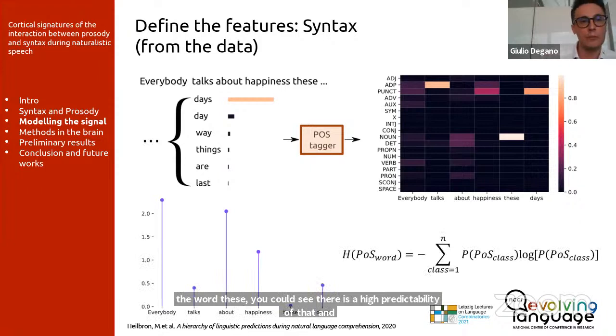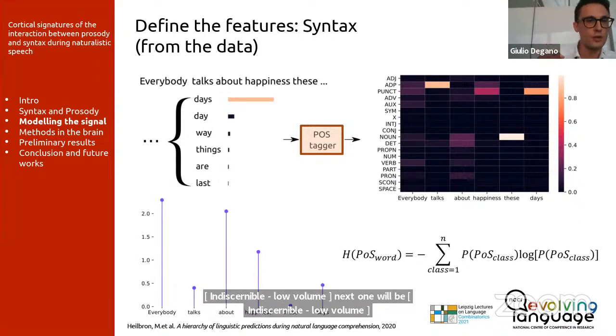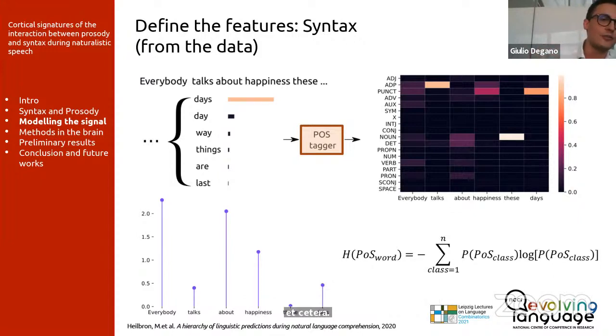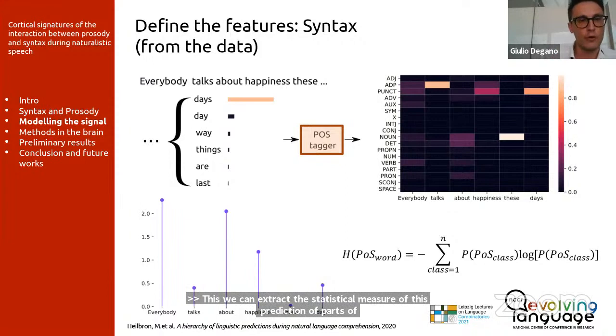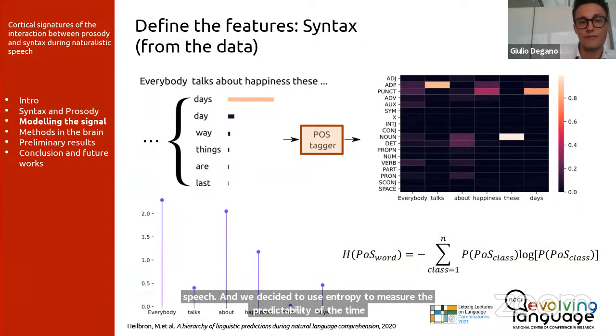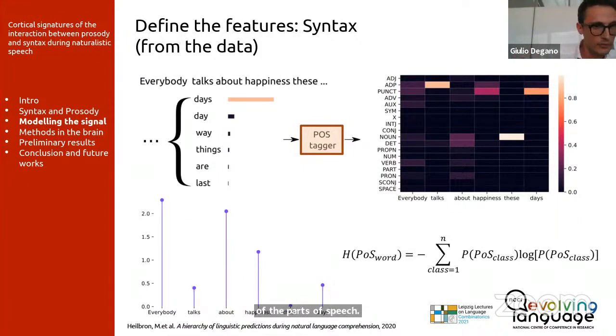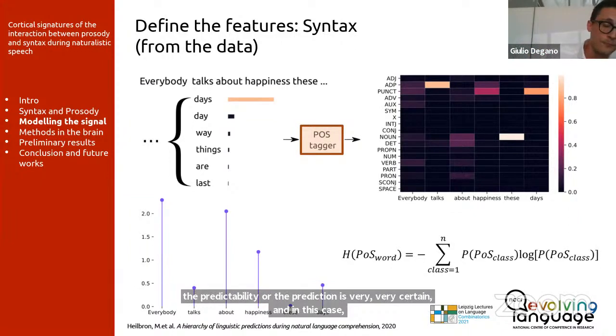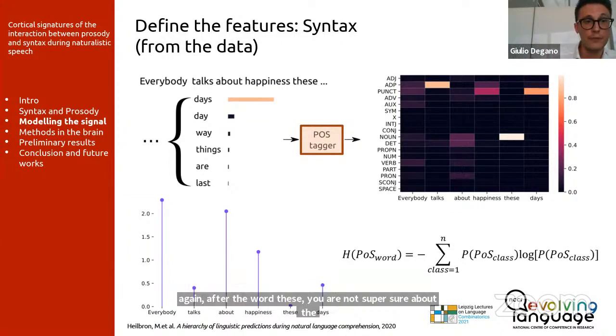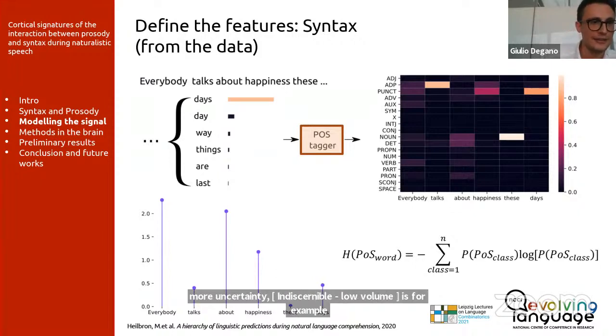From this, we can extract a statistical measure of these predictions of part of speech. We decided to use entropy to measure the predictability of the part of speech. Entropy goes very low if the prediction is very, very certain. In this case, the neural network is super sure about the decision, so the entropy is low. In contrast, when there is a lot more uncertainty, the entropy goes up, for example, at the beginning of the sentence in "everybody". As I said previously, this is a nice work from Misha.